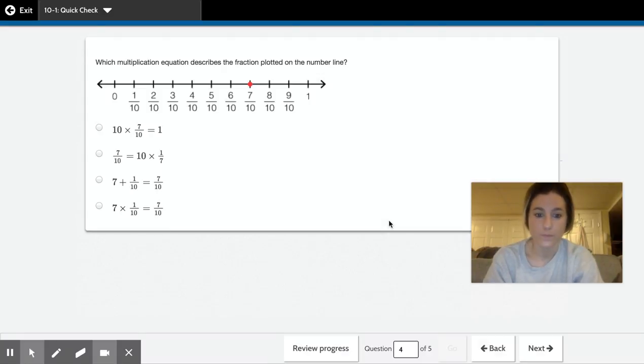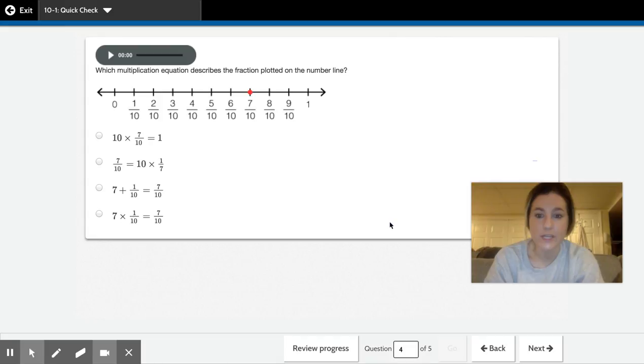Number 4. Which multiplication equation describes the fraction plotted on the number line? So we have tenths, and we have 7/10. So how would we write this to get to 7/10? Well, it's 1/10 times 7, which equals 7/10. So it would be D.